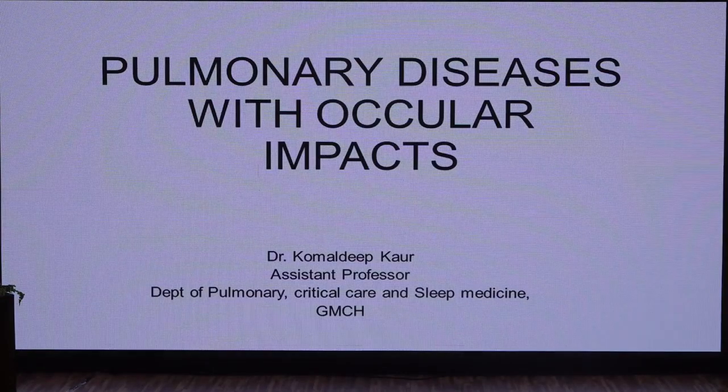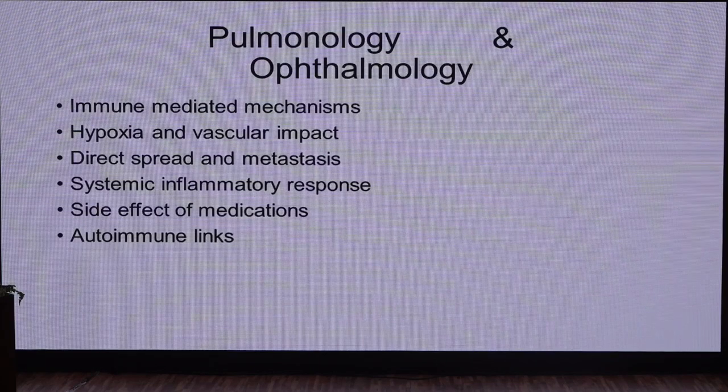So my topic would be pulmonary diseases with ocular impacts, and I would try to do as much justice as I can with a very short time and a very big topic. So how are pulmonology and ophthalmology linked together? There can be various mechanisms like immune-mediated mechanisms, hypoxia due to chronic respiratory diseases, then direct spread of both infections and meds. Then various side effects of medications also link these two departments. Then various autoimmune links are there.